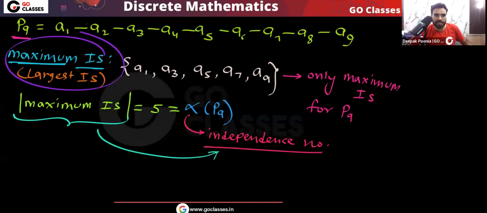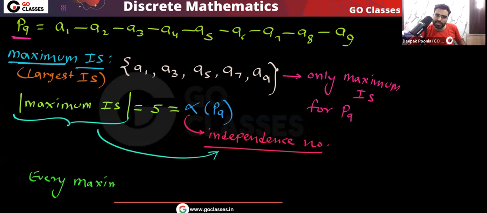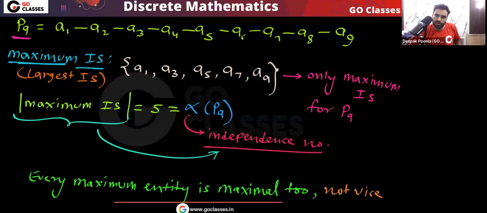Remember, every maximum is also maximal. So this is maximal also. This you already know, that every maximum entity is maximal too. It is maximal too, but not the converse, or I can say not vice versa. Not vice versa means maximal may or may not be maximum, but every maximum entity is maximal also. So remember here, this maximum independent set is maximal also.